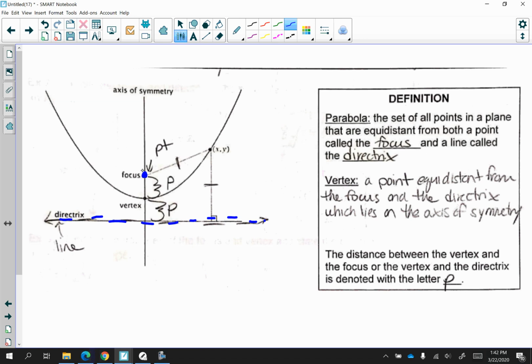The vertex is a point equidistant from the focus and the directrix, which lies on the axis of symmetry. So the focus is equidistant from the vertex, and the vertex is equidistant to the directrix. The distance between the vertex and the focus, or the vertex and the directrix, is denoted by the letter p.